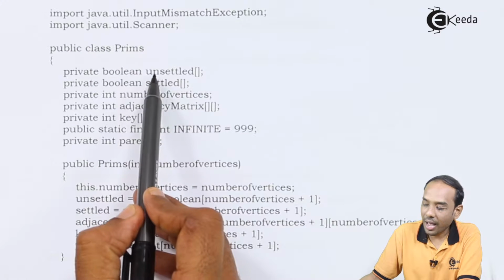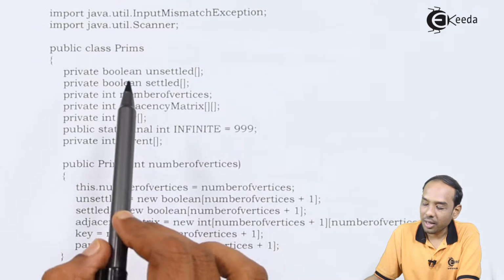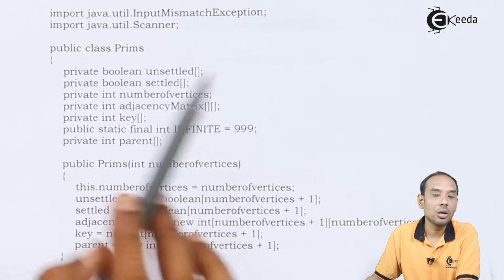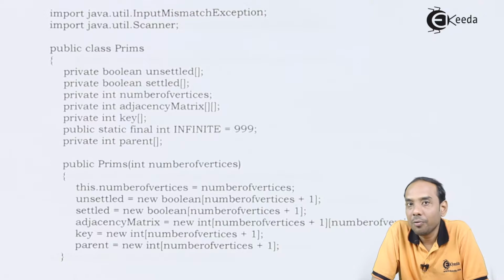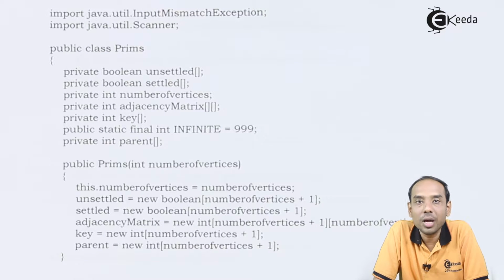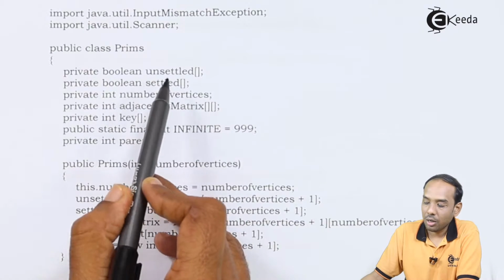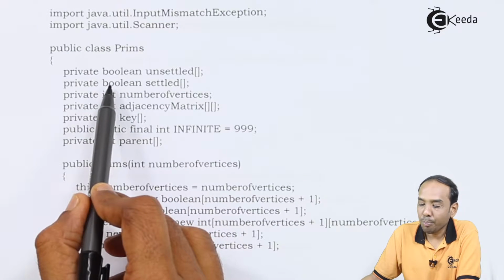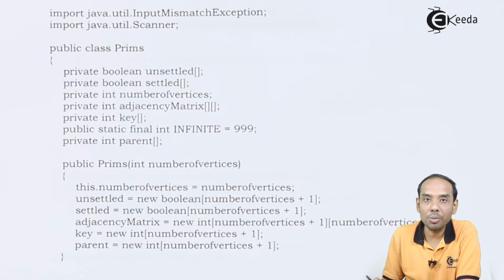Inside that, I have defined an array called unsettled. Now it is very important to know the return type of the array. You must remember, in this case we have the return type as boolean. So what do you mean by boolean? It is going to return either true or false. In a similar pattern, I have another array called settled with the same return type, boolean, whose access specifiers are very important. Both are going to be private.